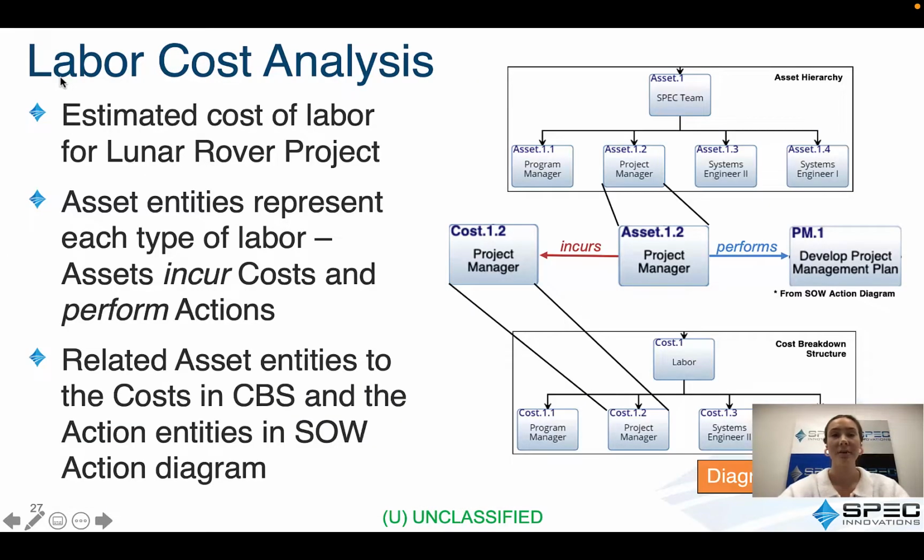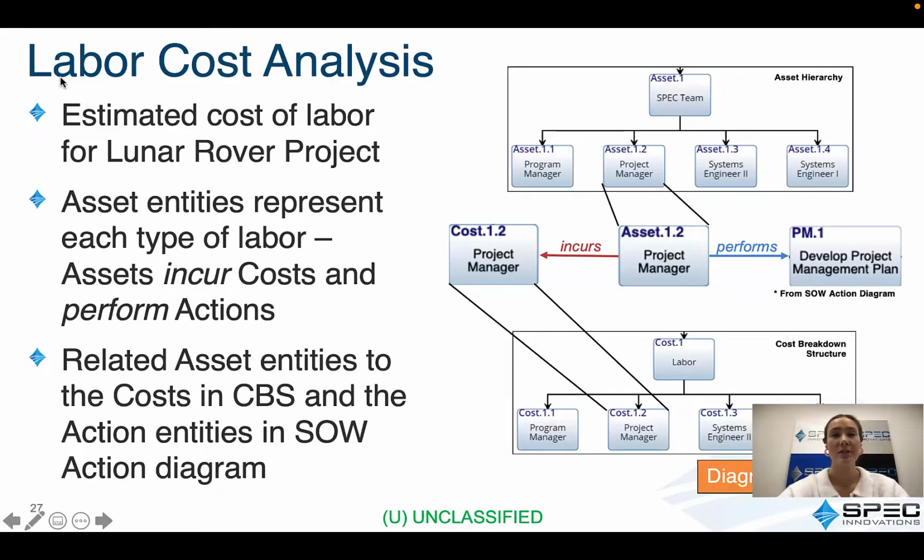To conduct a labor cost analysis for the Lunar Rover project, an asset hierarchy chart was also created to represent each type of labor utilized to perform work throughout the project. These asset types included a program manager, project manager, systems engineer 1, and systems engineer 2.